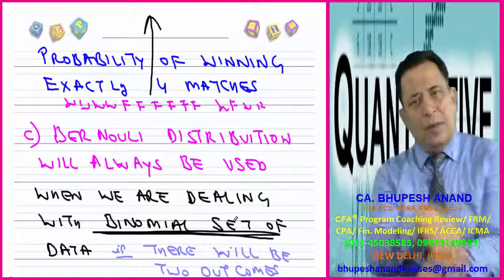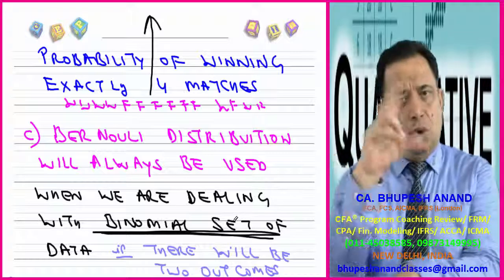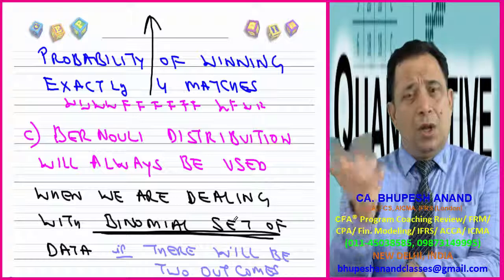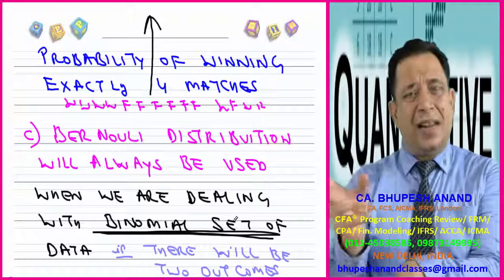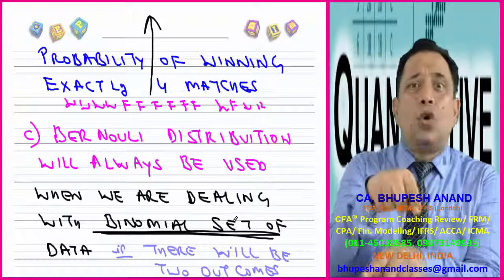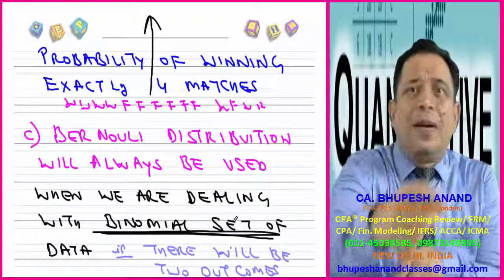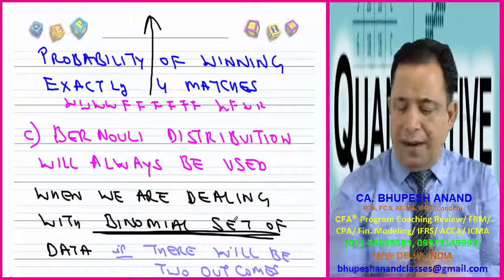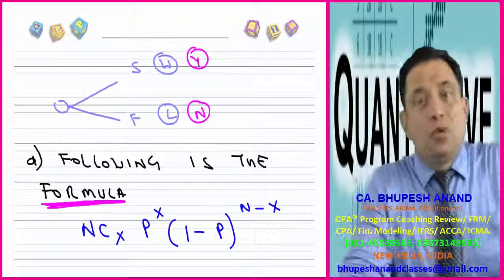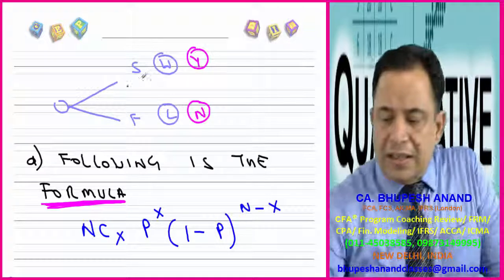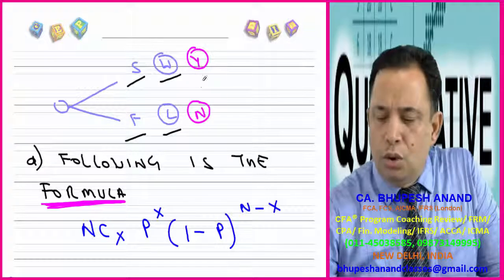When I say binomial, it means there are two outcomes, two discrete random variables. So when we have two discrete random variables, and within that we want to calculate an exact number as a probability, then I will be using Bernoulli distribution: success, failure, win, lose, yes, no.